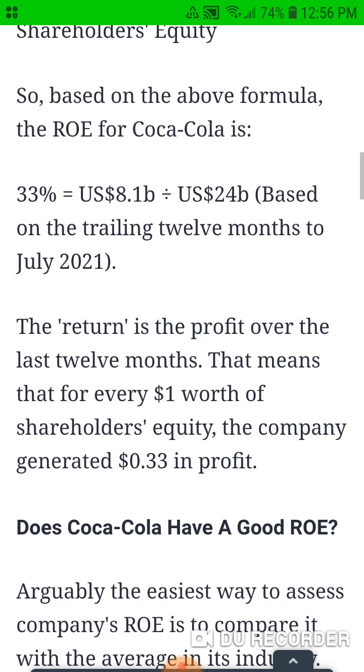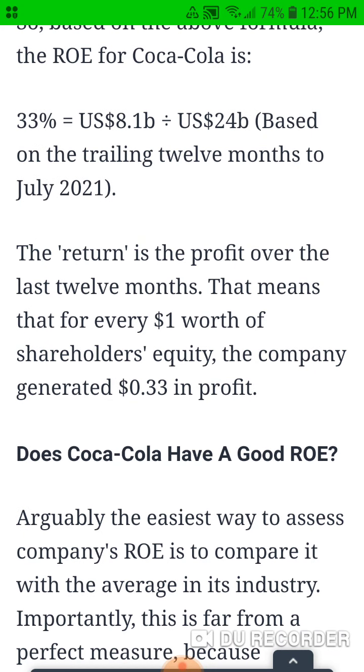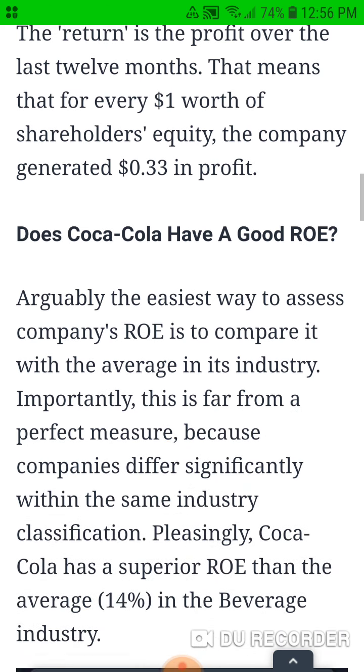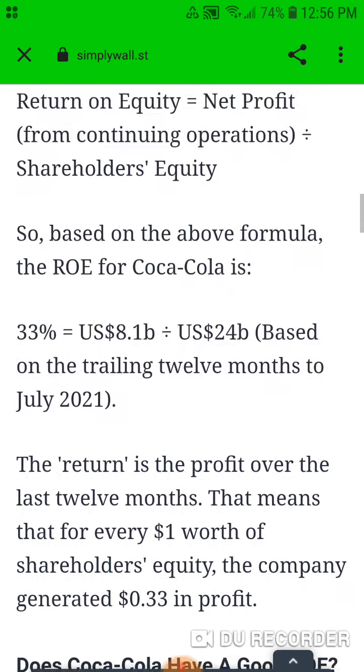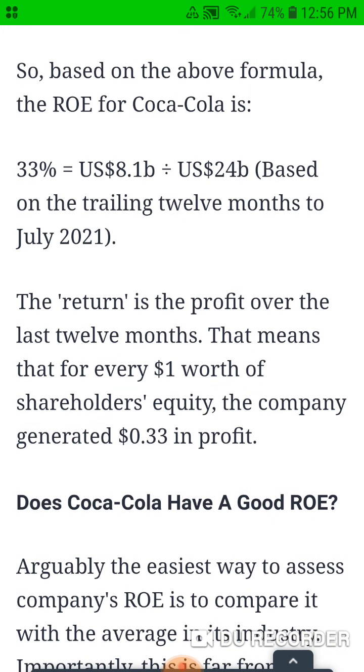So that's this quarter's earnings. The return is the profit over the last 12 months. That means for every dollar worth of shareholders' equity, the company generated 33 cents in profit. Okay, so now that we have that metric, and we know how to do that for every company now, you take the 33% equals the U.S.